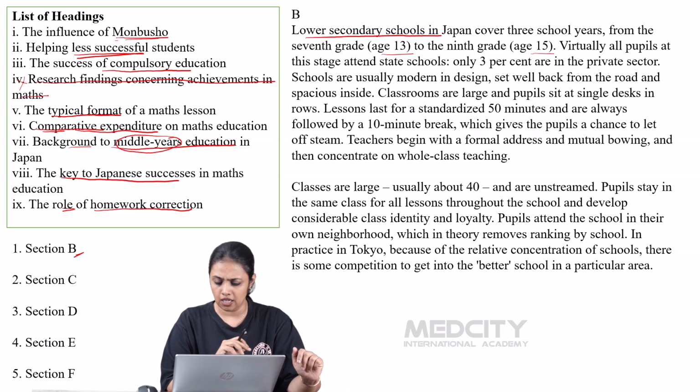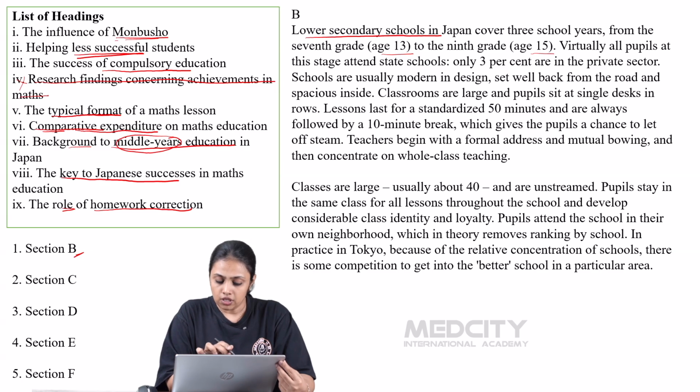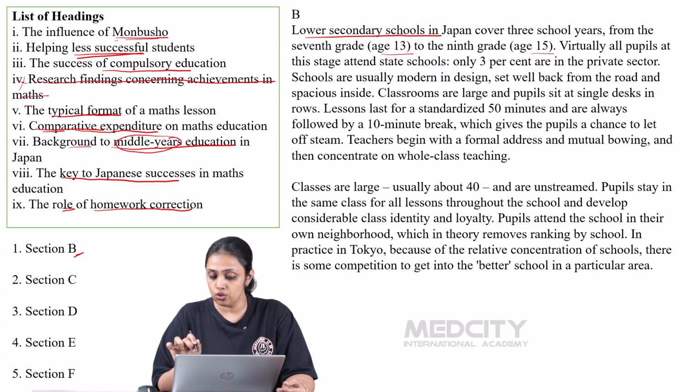So maybe that can be the answer, but don't jump into conclusion. Then how did that paragraph start? Lower secondary schools in Japan cover 3 school years from the 7th grade, that is 13 years of age, to 15 years of age, that is 9th grade, 7th to 9th grade. Virtually all pupils at this stage attend state schools. Only 3% are in private sector.